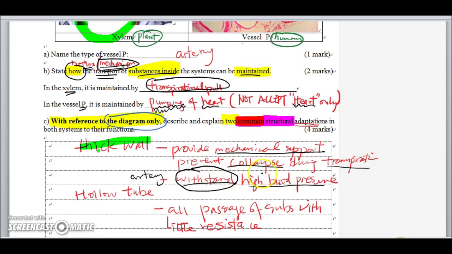Don't say prevent collapse. Okay, it can withstand. It can withstand, not provide. The second part would be two of them, as seen in the diagram, a hollow tube, so that the substances inside can pass through with little resistance.